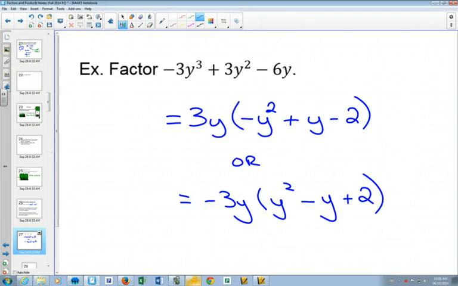Because now if I distributed this, it still comes out to exactly the same thing that I started with. So sometimes it'll be an advantage to take out the negative. Sometimes it'll be an advantage to leave the negative inside the bracket. And we're going to see that later on. But it's just nice to see that either of these would be correct when factoring. You have that choice with the negative.